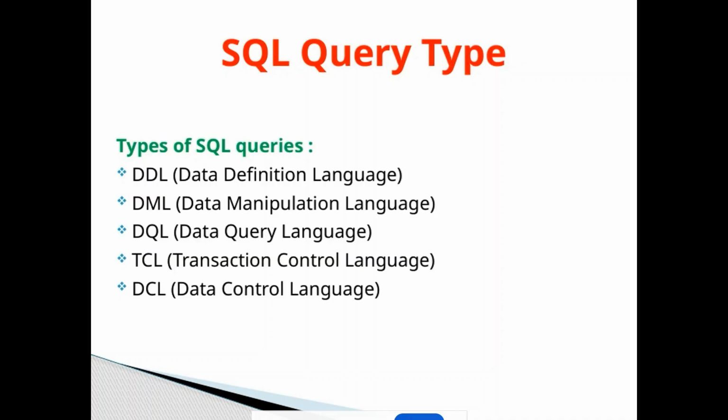Then there's TCL, Transaction Control Language, which includes commands like commit and rollback. These help us manage transactions, ensuring data consistency and integrity during multiple operations. Finally, we have DCL, or Data Control Language, with commands like grant and revoke. These are vital for controlling access and permissions within the database system.